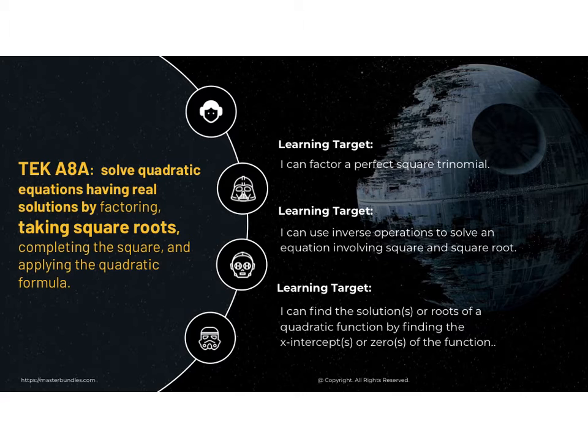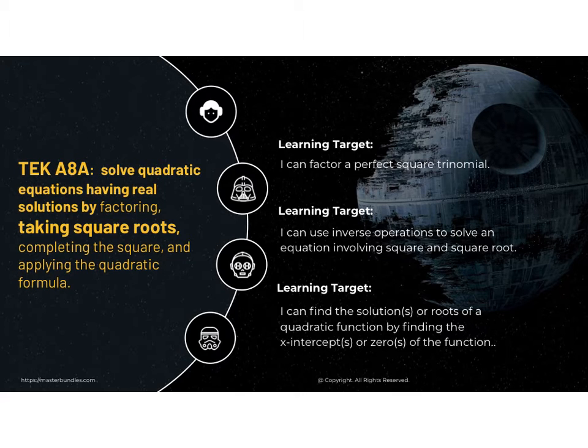For your learning targets, you're going to need to be able to factor a perfect square trinomial, and that'll come up later. Remember, that's when you factor it and you end up with, in parentheses, x plus 2, and then in parentheses x plus 2, so you could write that as x plus 2 to the second power. You've got to remember how to do that.